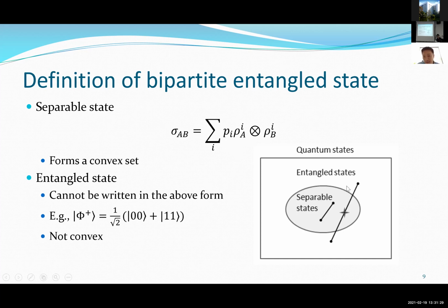And then if we combine two entangled states together, we might get a separable state. Again, we just use two Bell states. If we mix two Bell states with 50-50 probability, then we get a separable state. Okay, so this is quite standard quantum information 101.